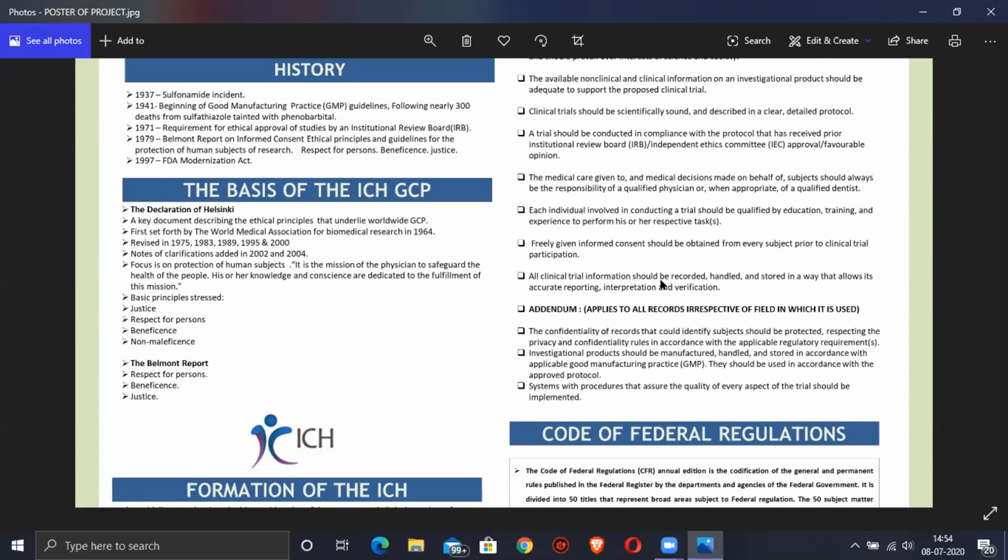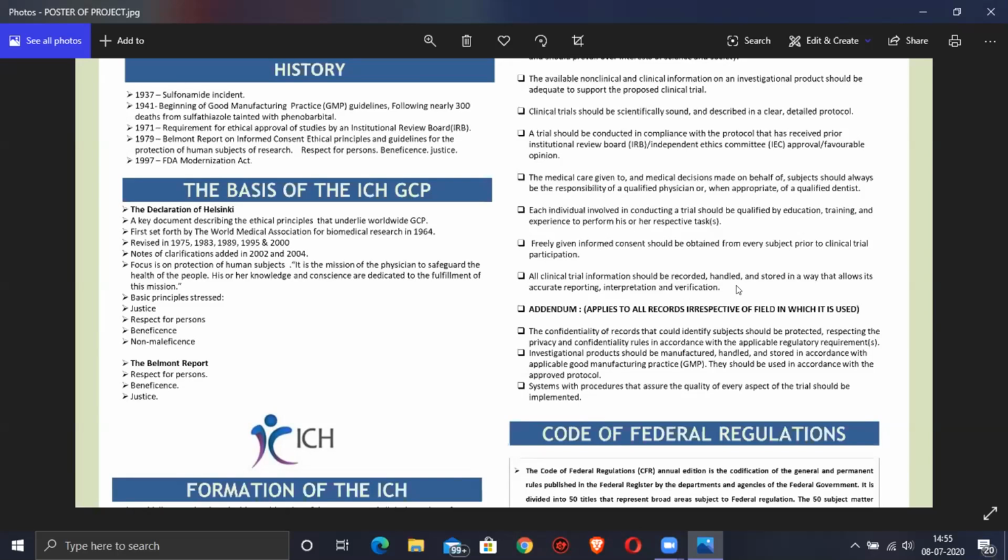Yes, ma'am. In that point number 10, the original guidelines stated that all clinical trial information should be recorded, handled and stored in a way that allows its accurate reporting, interpretation and verification. So this was our original guideline. In the addendum, this part is intact. The addition which has been done is: this principle applies to all records referenced in this guidance, irrespective of the type of media used.